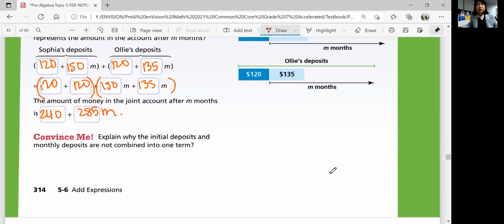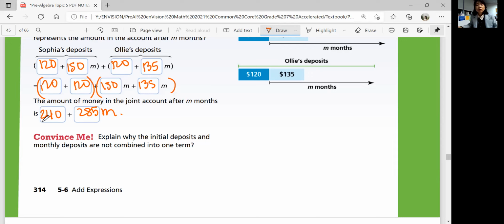Convince me. Explain why the initial deposits and monthly deposits are not combined into one term. Why can you not combine these two numbers and say, could that be 525 or 525m? Are they like terms? No. The total deposit amount for the variable term changes as the month changes, but the initial deposit doesn't change with the number of months. So it's not going to be affected.